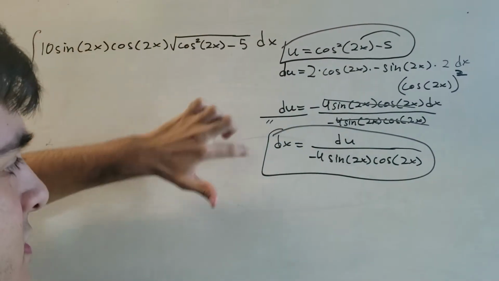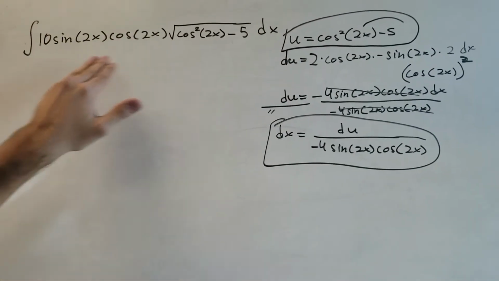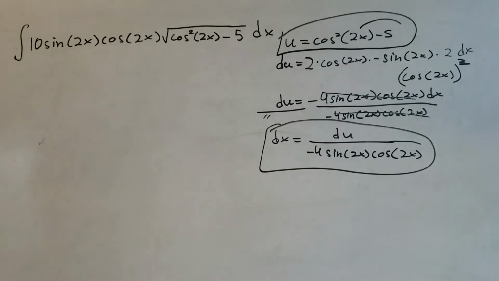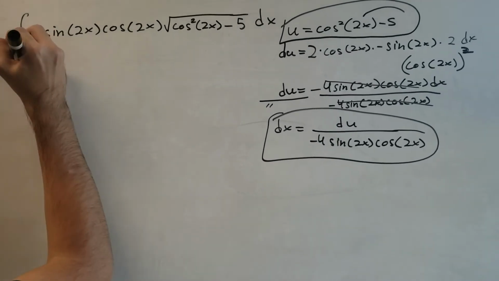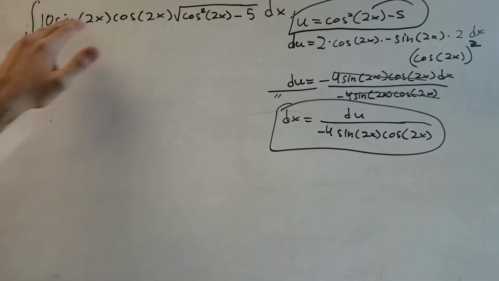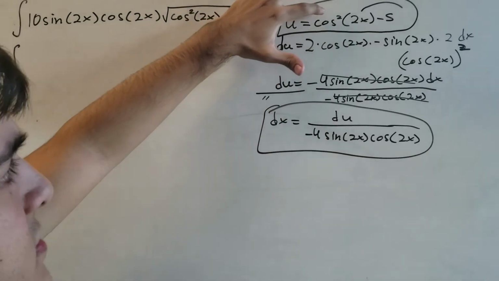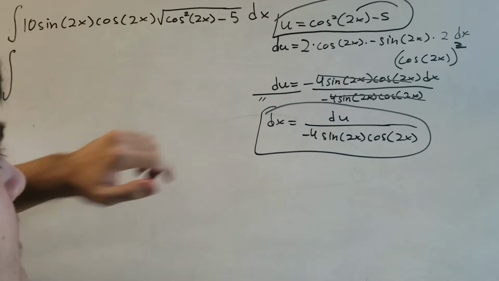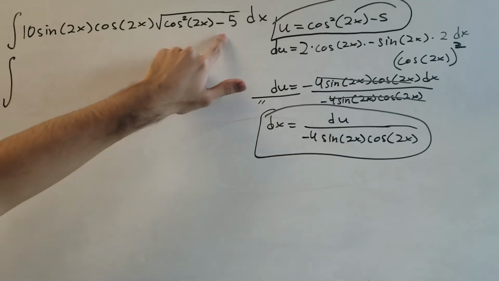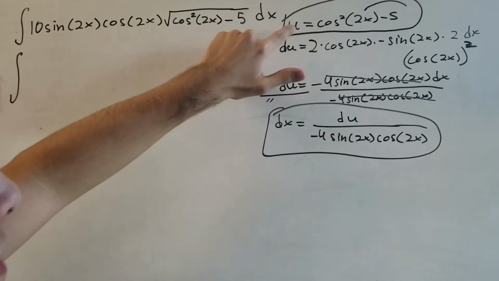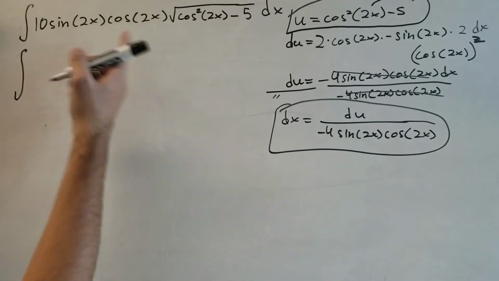We're going to use both of these facts in order to help us take the integral of this using the u sub method. So here we go. We're going to rewrite our integral. We're not going to change anything else except the part that we picked for our u. So the u in this case was cosine squared of 2x minus 5. So we're going to rewrite this as u, right? Because we said u equals that, okay? Everything else stays the same.